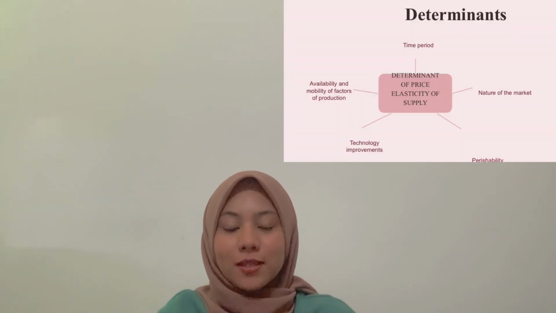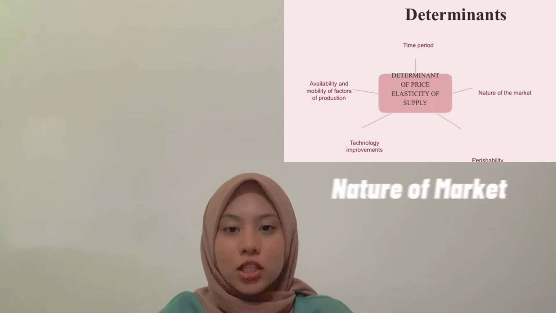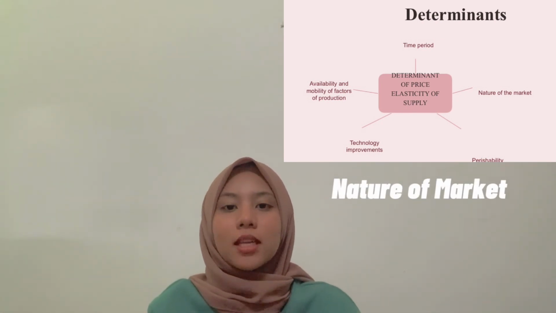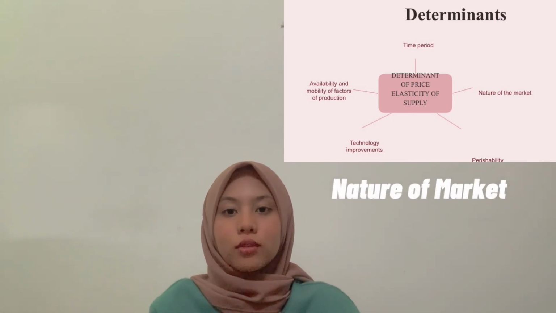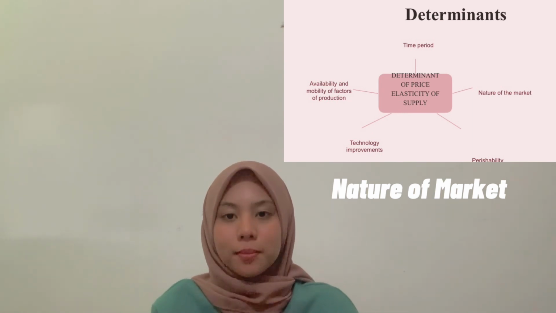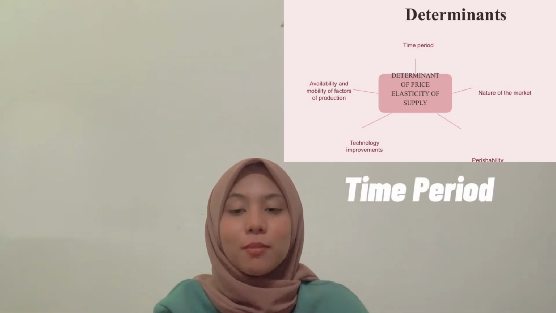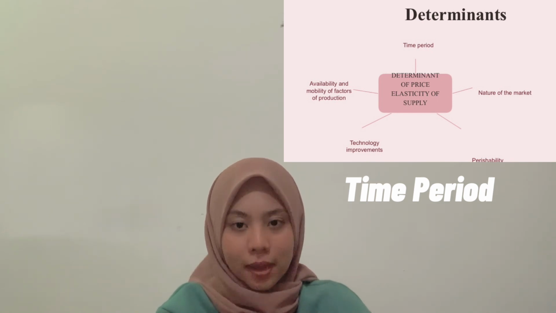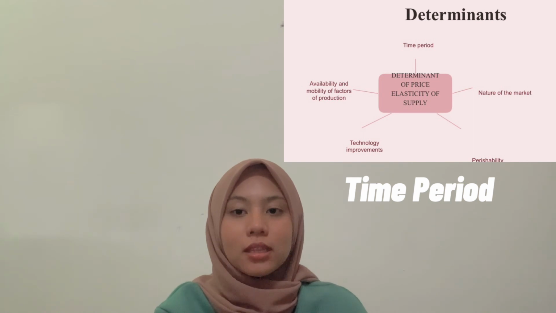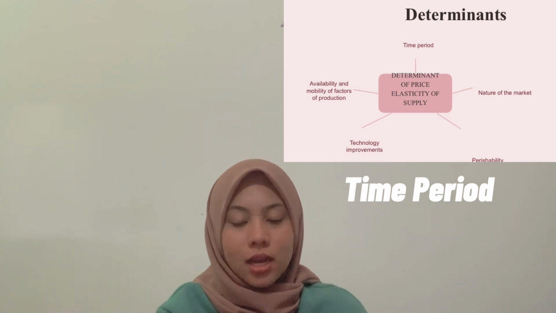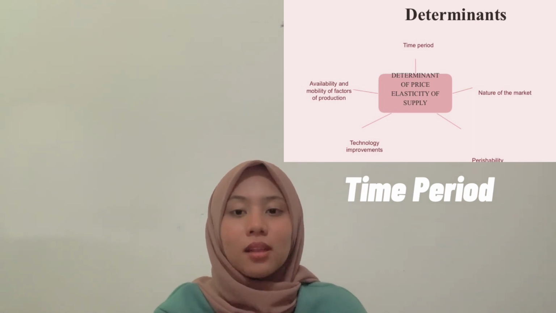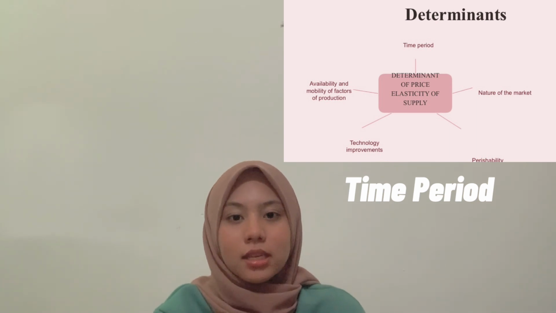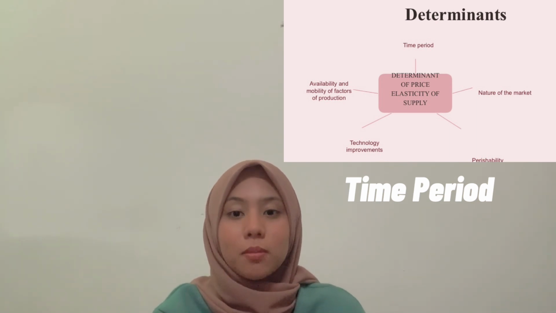There are 5 determinants of price elasticity of supply. The first one is the nature of the market. The nature of the market is a market that always tries to bring itself to equilibrium. Next is the time period. Time also exerts considerable influence on the elasticity of supply. Supply is more elastic in the long run than in the short run. The reason is easy to find out. The longer the time period, the easier it is to shift resources among products following a change in their relative prices.